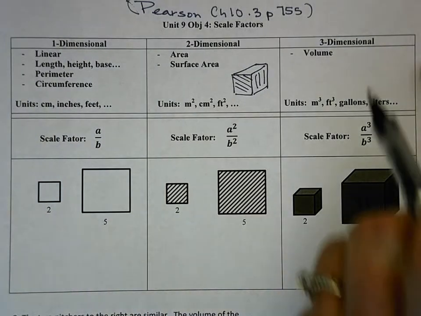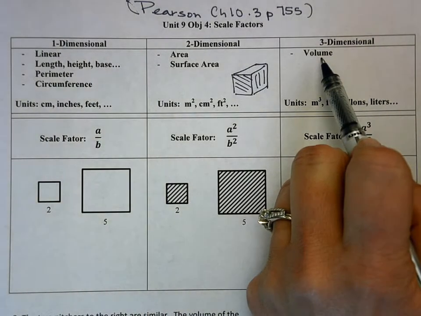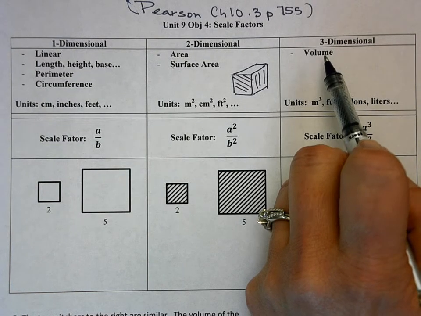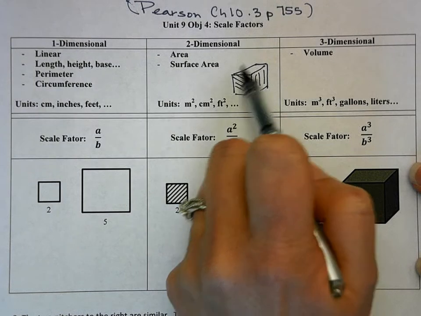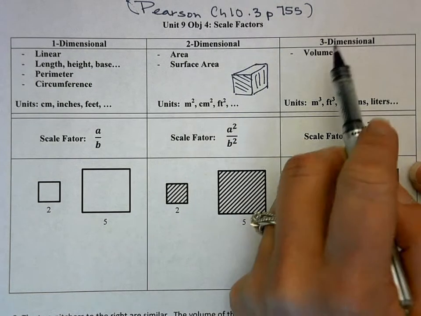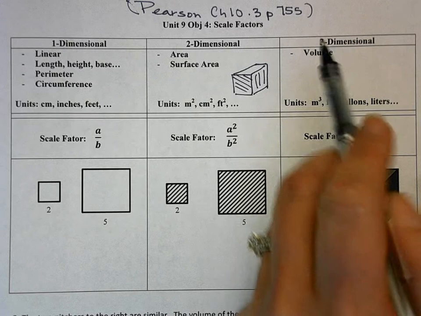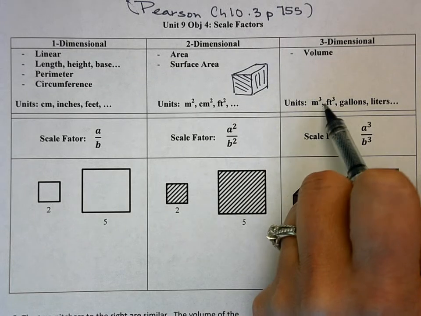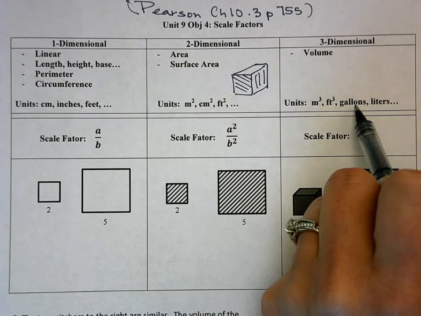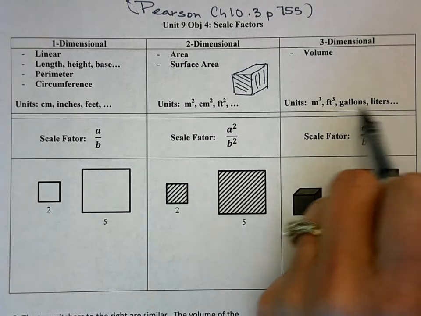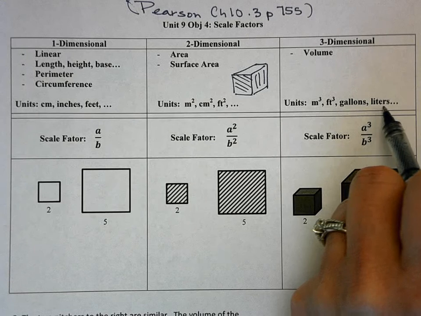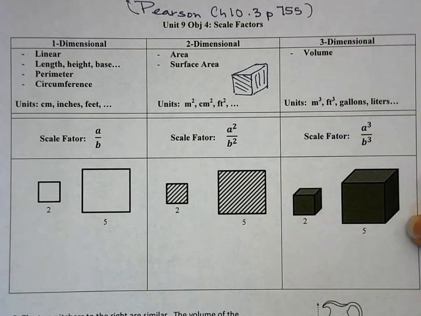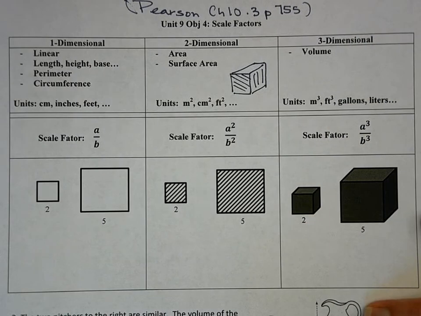Three-dimensional refers to volume. If we fill a can with liquid, we are creating volume. If we talk about the solid itself, we are talking about volume. And by units, we look at the power: cubic meters, feet cubed, gallons, liters are all measurements of volume. Three-dimensional should have a power of 3, or be gallons or liters if we're referring to liquids. Each of these has a proportion if the figures are similar.